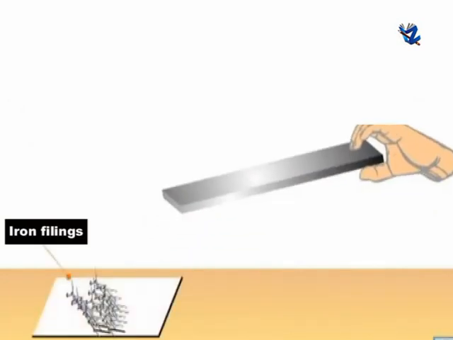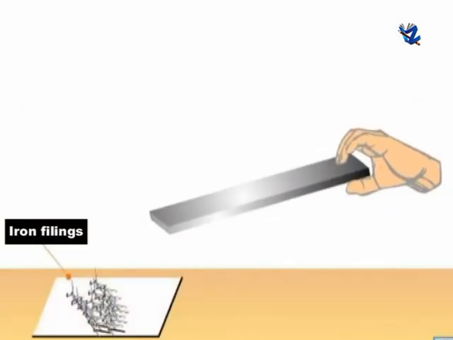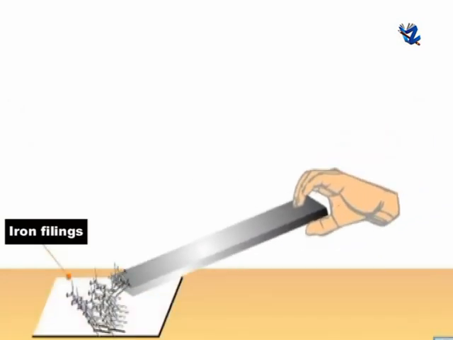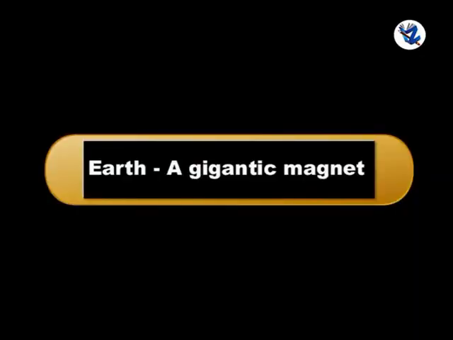Now take the steel bar near the iron filings and observe. This method of magnetization is called the double touch method. The magnetism generated by this method lasts longer compared to that generated by the single touch method. Now about Earth, which is a gigantic magnet.